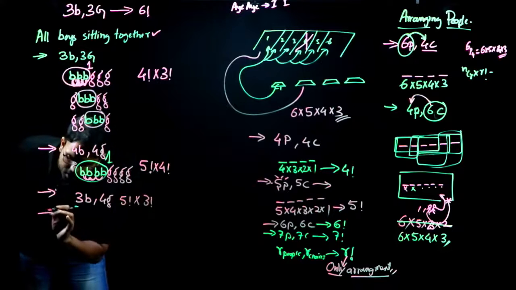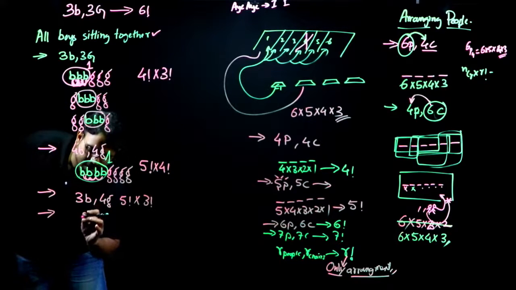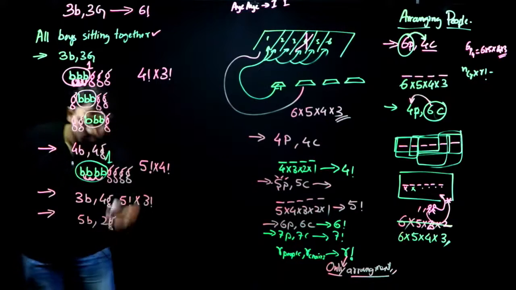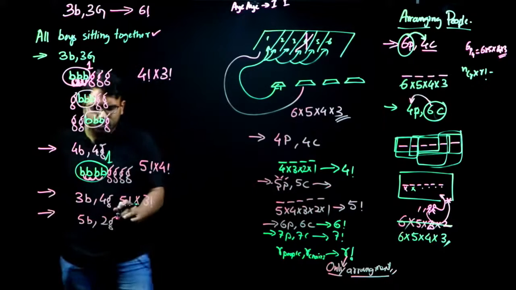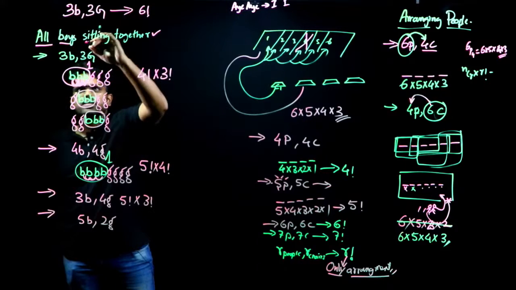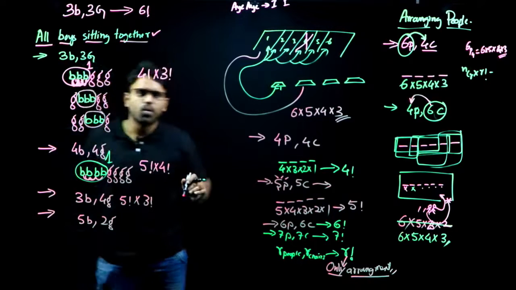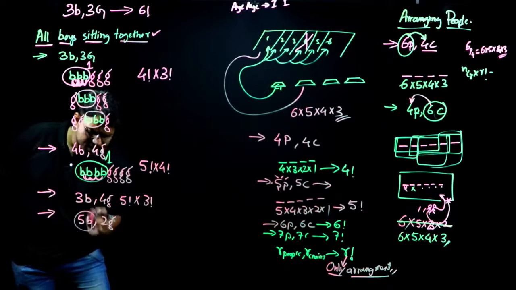Now if I change it a little bit more, if I say there are 5 boys and 2 girls, in how many different ways can 5 boys and 2 girls be arranged such that all boys are sitting together? All boys are sitting together. So what will I do? Boys are supposed to be considered as a single unit.